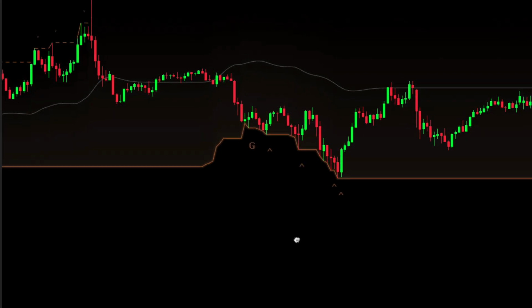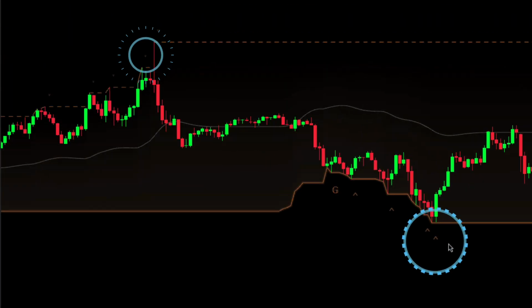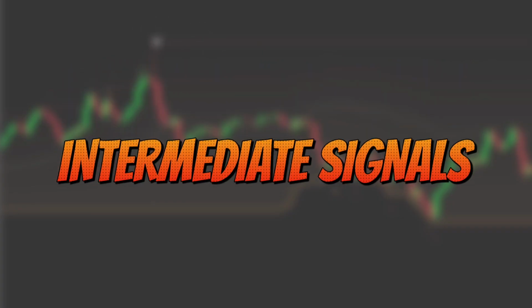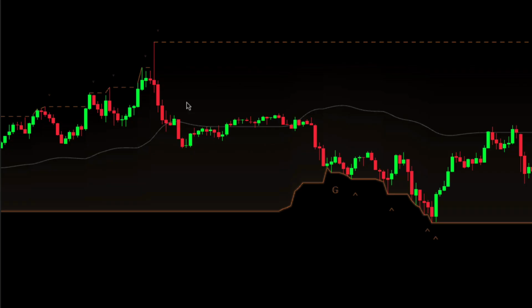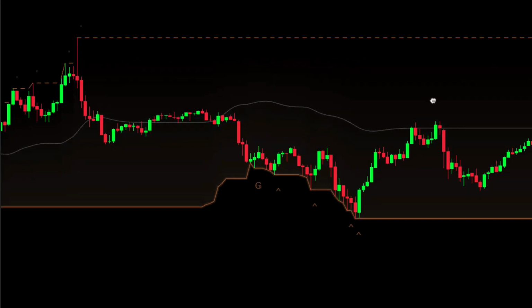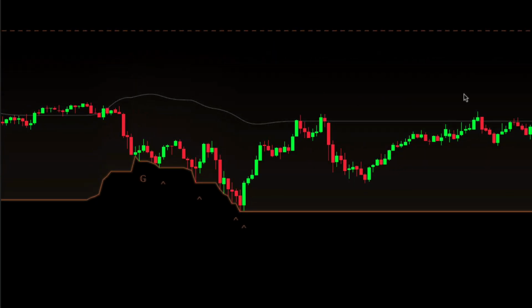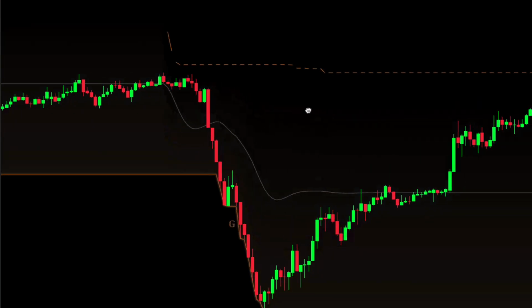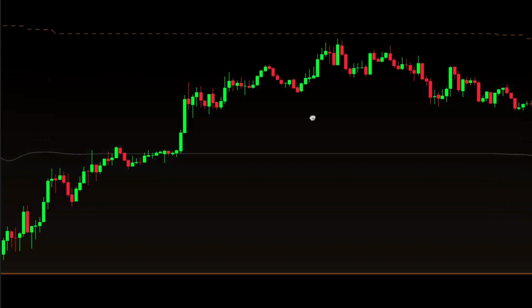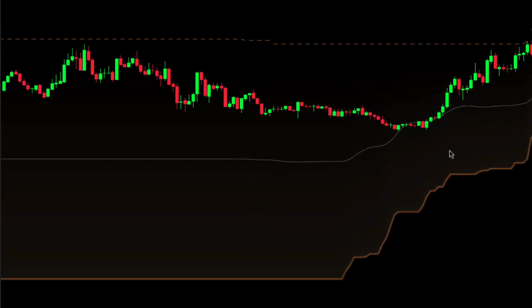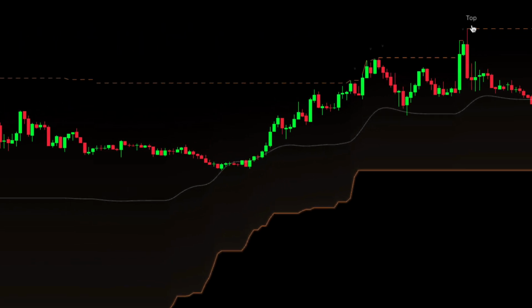Then we have this and this inverted one. These are called intermediate signals. This one indicates potential bottom areas, but with less certainty than the G labels. These are secondary signals, useful for traders monitoring for reversal opportunities. On the other hand, this signal identifies a potential top area, but again, with less certainty than the top label, providing additional context for traders who are trading in range-bound markets.